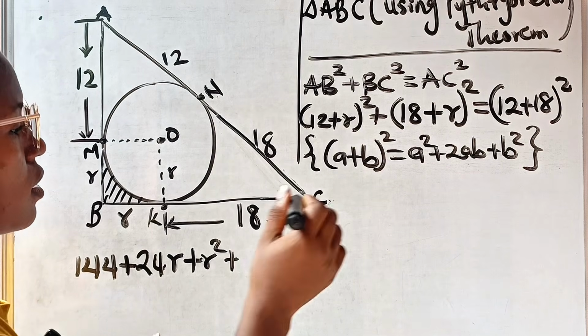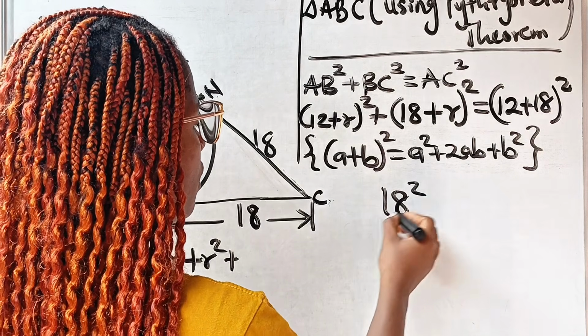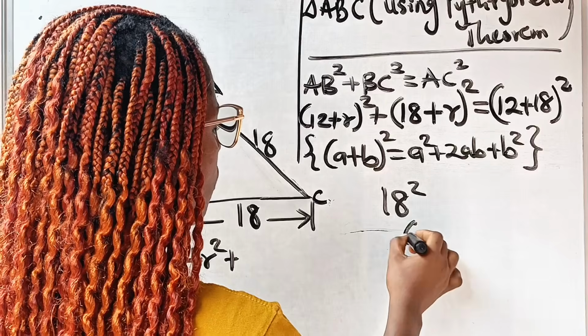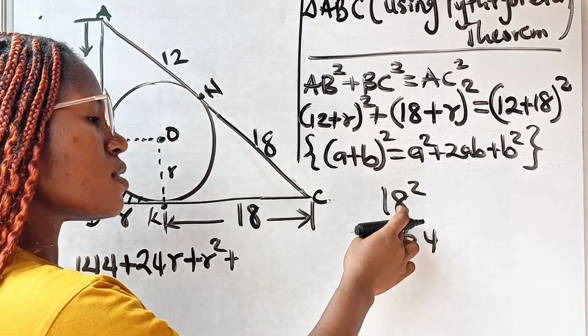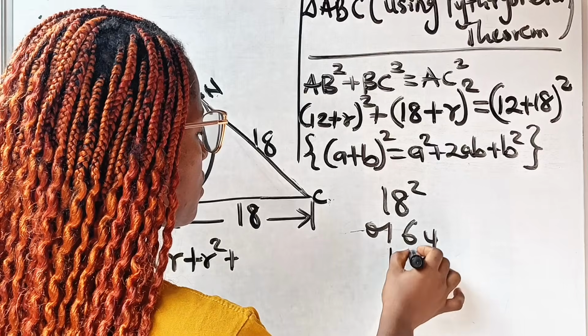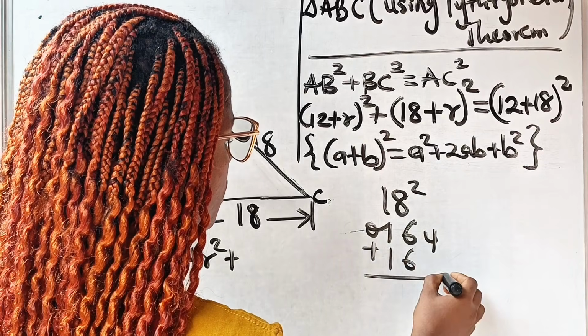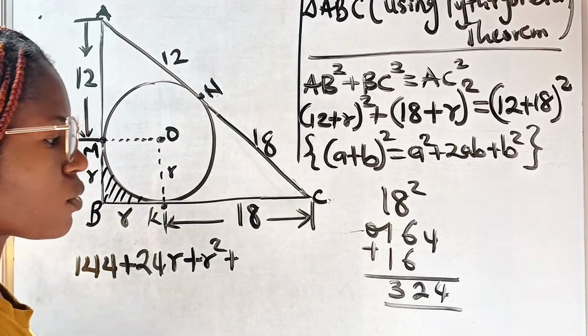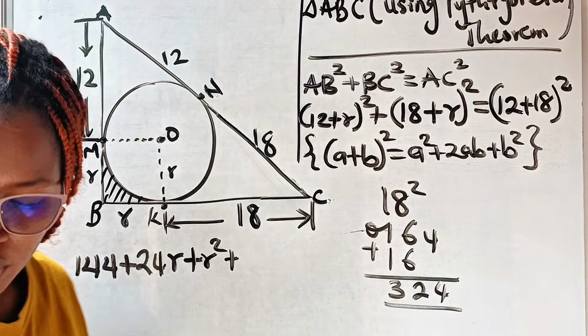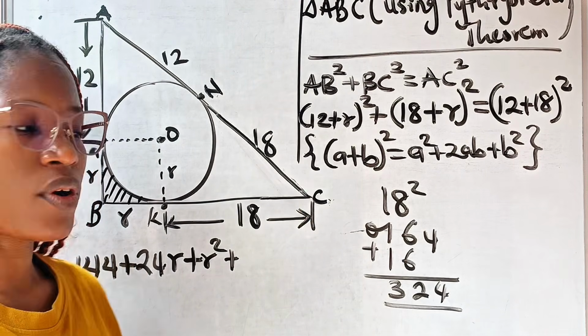18 squared, let's see, 8 squared is 64, 1 squared is 1. 1 times 8 is 8, 8 times 2 is 16. Sorry, I'm using a trick. So this will give us 4, 2, 3, so 324. That should be 18 squared. Sorry, I hardly memorize things.